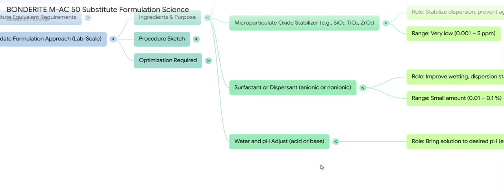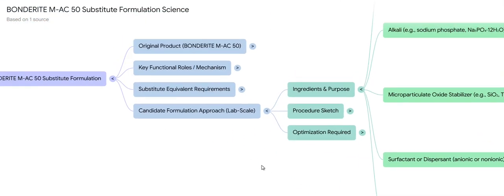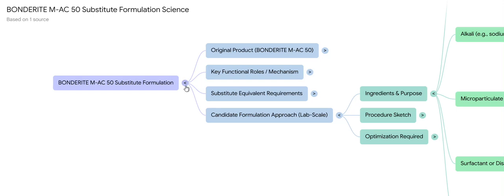So we can definitely make this surface conditioner equivalent to Bondrite MAC50, and it needs certain practice also, and you need some sophisticated material. We'll try to get it as early as possible.